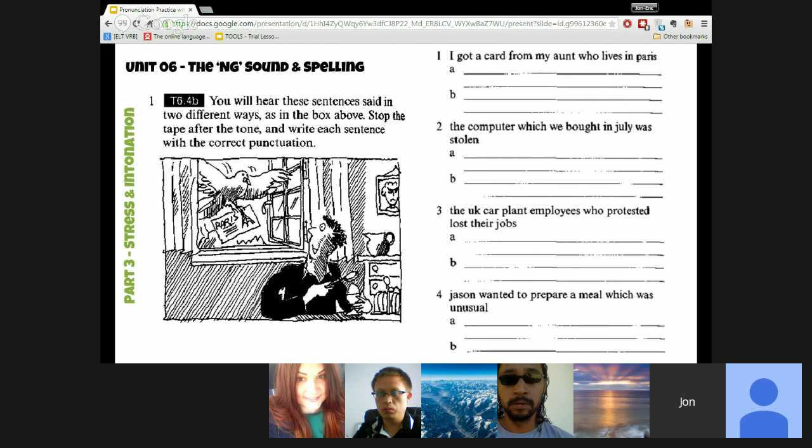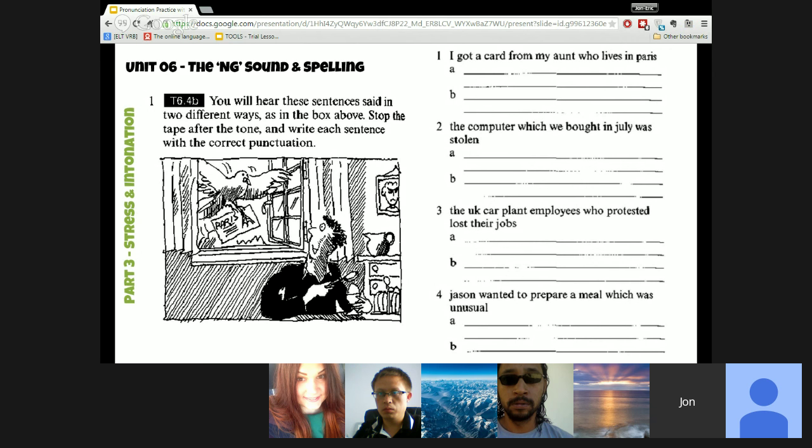In B, I got a card from my aunt who lives in Paris. Now, I've got several aunts. One lives in Germany, one lives in America, and one lives in Paris. So it's actually B, there's several aunts, and A. Yeah, okay. I can understand it perfectly. I got a card from my aunt who happens to live in Paris. Okay, very good, very good.